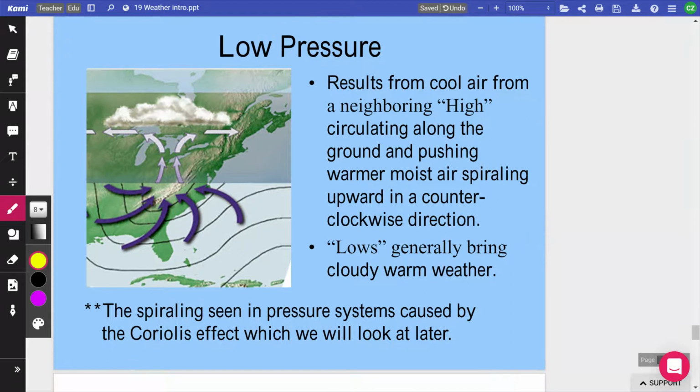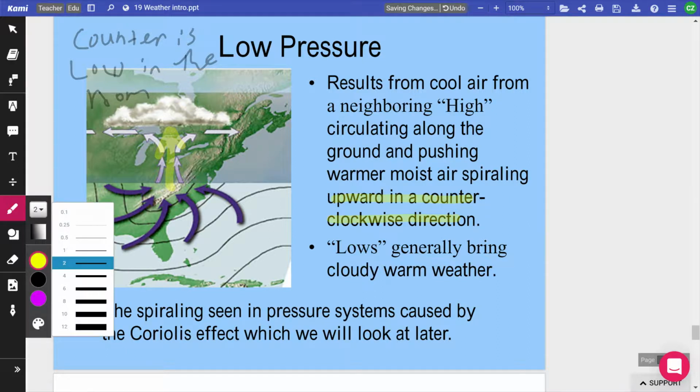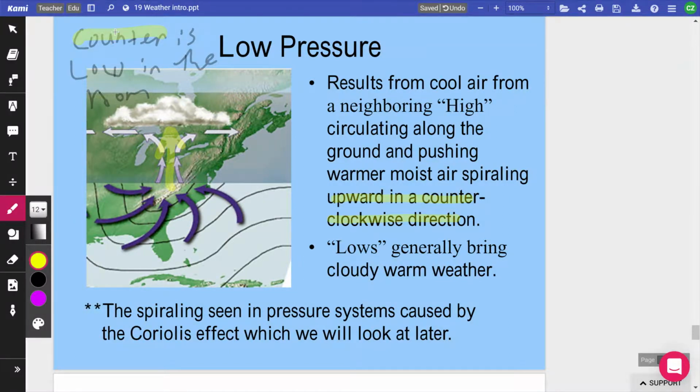Low pressure, on the other hand, all right. So this is air rising. Okay. This is air moving upwards and in a counterclockwise direction. And how do I remember that? Well, I have another phrase. You could say counter is low in the room. And sure enough, what parts of that do I take away? Well, I take counter and low. So low pressure, counterclockwise rotation.